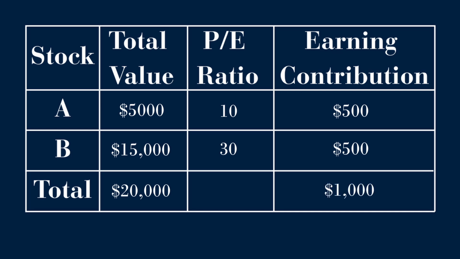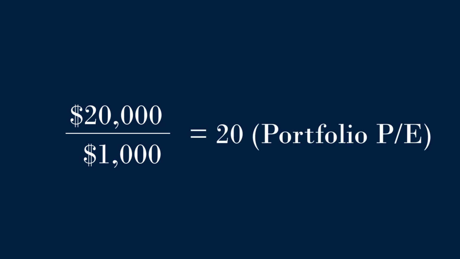Now divide your total portfolio value of $20,000 by your total earnings of $1,000 and that gives you a portfolio PE ratio of 20. This is your number, now memorize it.